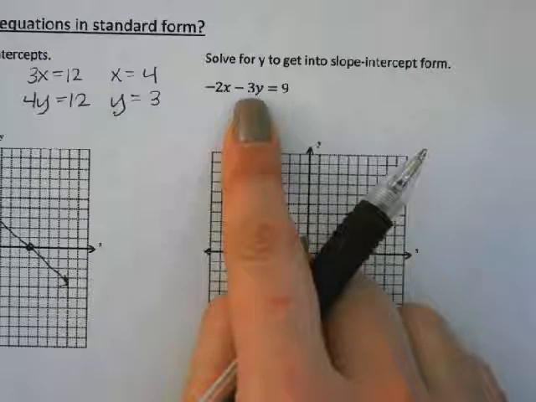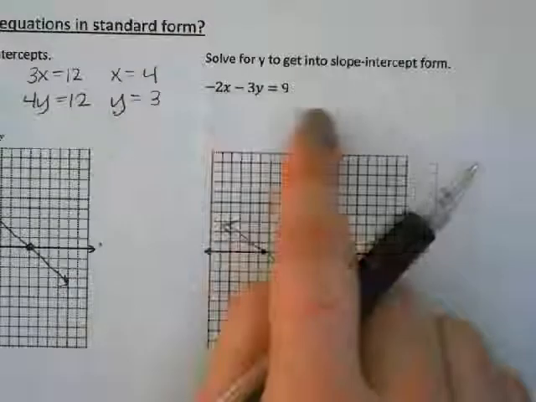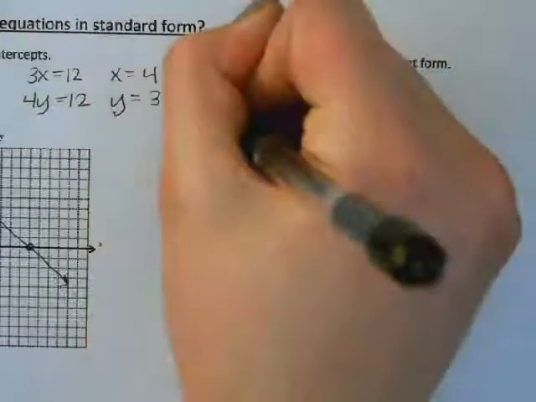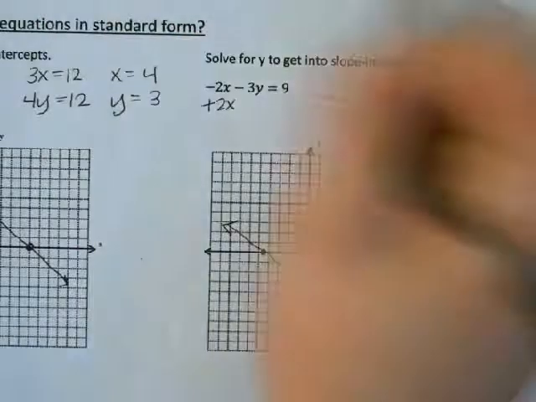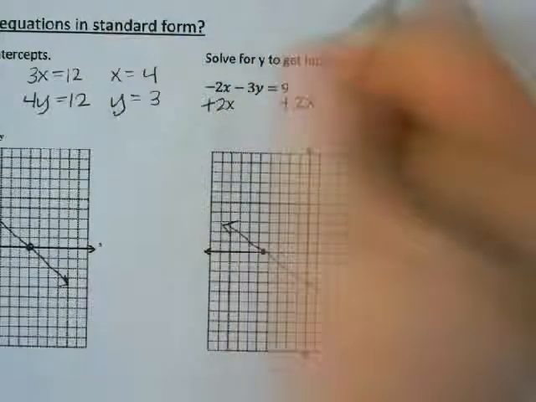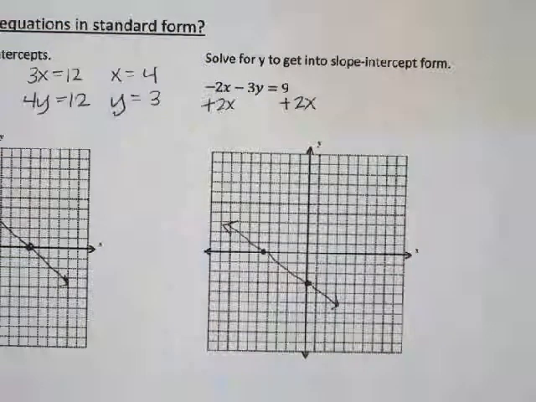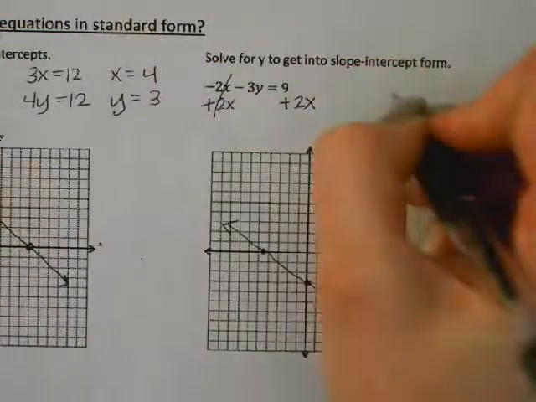I want to get the y all by itself. I'm going to add the 2x to the other side. So if I'm trying to solve for y to get it in y equals mx plus b form, I'm going to add the 2x to the other side. Negative 3y.